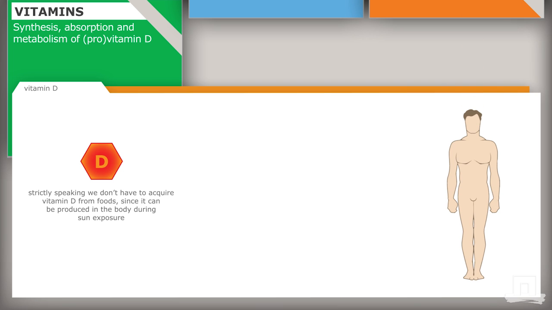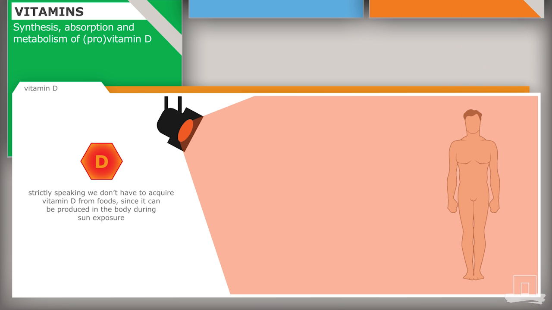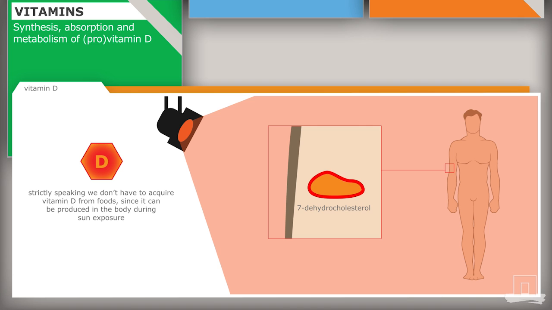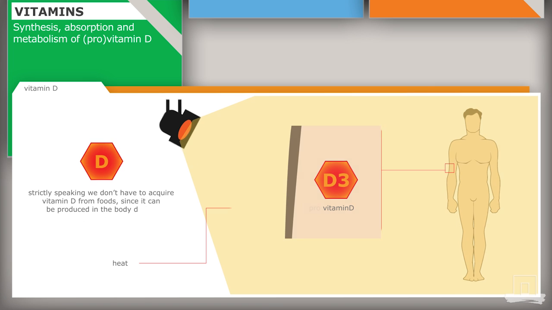Strictly speaking, vitamin D is not a vitamin that we have to acquire from foods, since under favorable conditions, sufficient amounts of it can be produced in the body during sun exposure. The 7-dehydrocholesterol made from cholesterol is converted to provitamin D3 in the skin under UV exposure, which turns into vitamin D3 under the influence of heat.